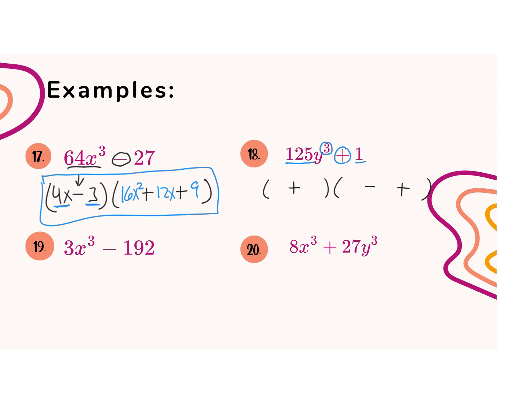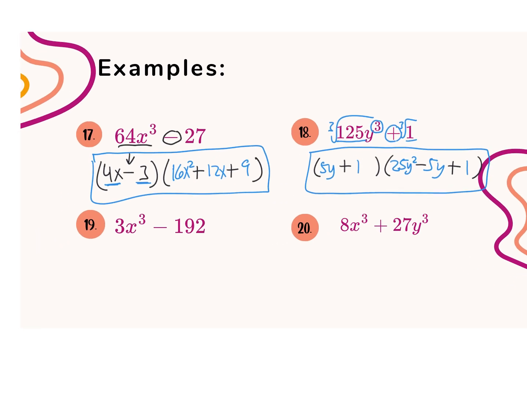So let's fill in the blanks. Cube root of the first is 5y. Cube root of the last is 1. And then in our trinomial, it's going to be square of the first, so 5y times 5y is 25y squared. Square of the last, 1 times 1 is 1. And the product of the 2 in the middle, 5y times 1, is 5y. That's all you've got to do.